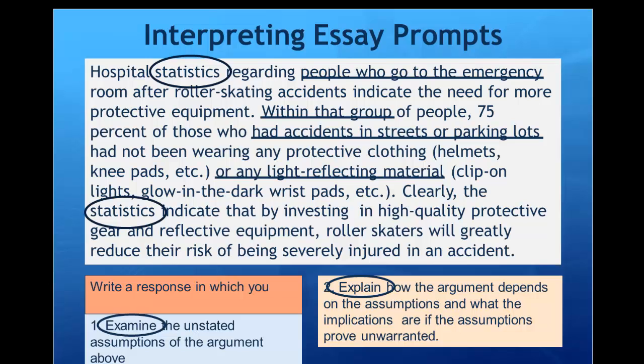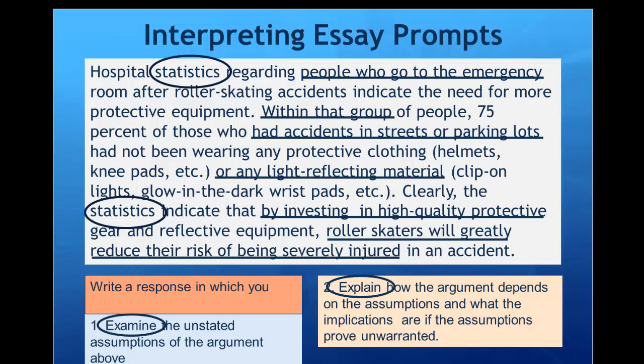So finally, let's look at the claim itself. By investing in high quality protective gear and reflective equipment, roller skaters, so all roller skaters, will greatly reduce the risk of being severely injured. So what we're dealing with is someone who thinks that because 75% of skating accidents who go to the emergency room, whose accidents took place in a parking lot or street, were not wearing safety gear at all, that all skaters can improve their safety by investing in high quality protective gear and reflective equipment.